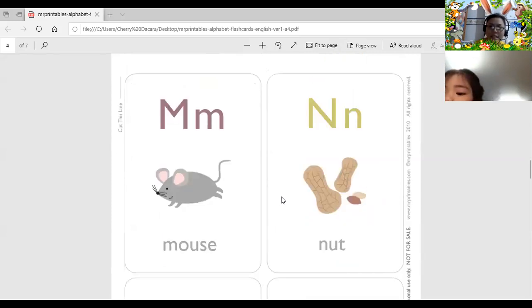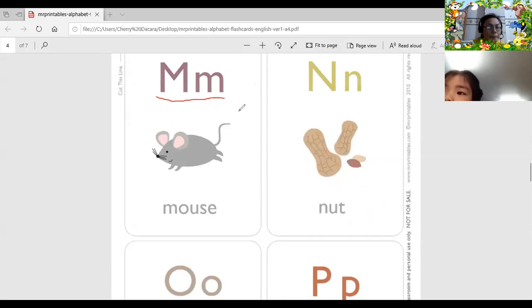Now, Bong, let's have this letter, Bong. Okay. This is letter M. Okay, Bong, please repeat. Letter M. M. Very good. Letter M. Okay, Bong. This one. Mama. Oh, yes. Very good. That is the sound of letter M. Ma.